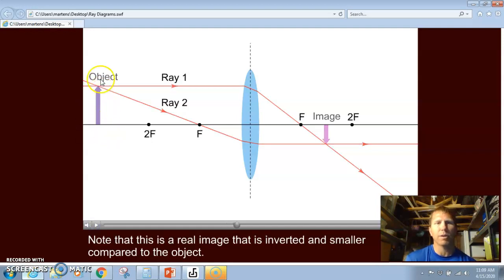Okay, so based on where it started, meaning outside twice the focal length, you can see how this image would be upside down and it would be smaller. And in this case, it is real.